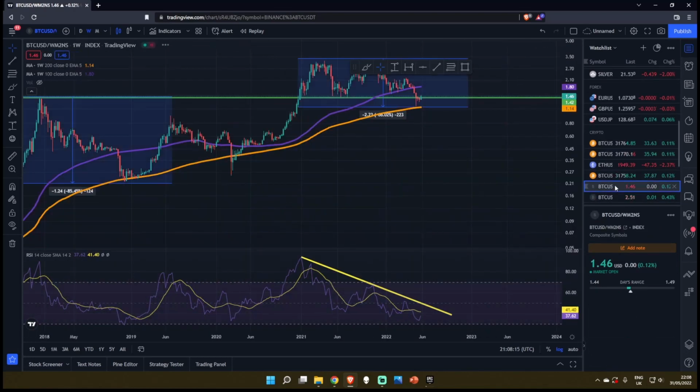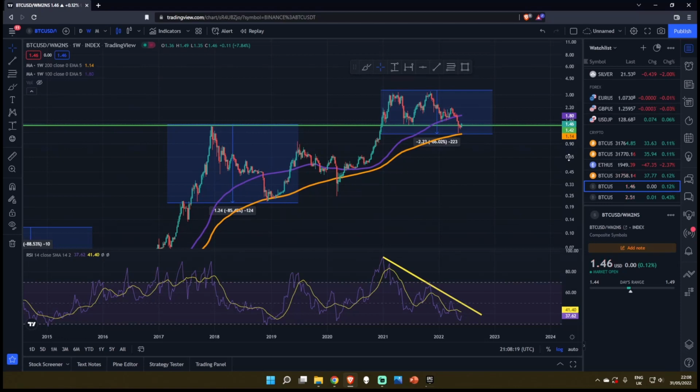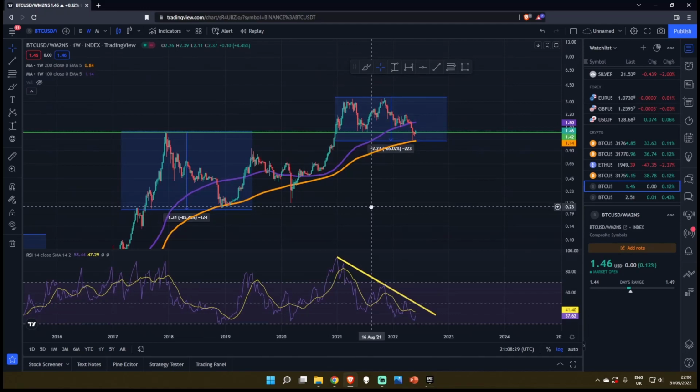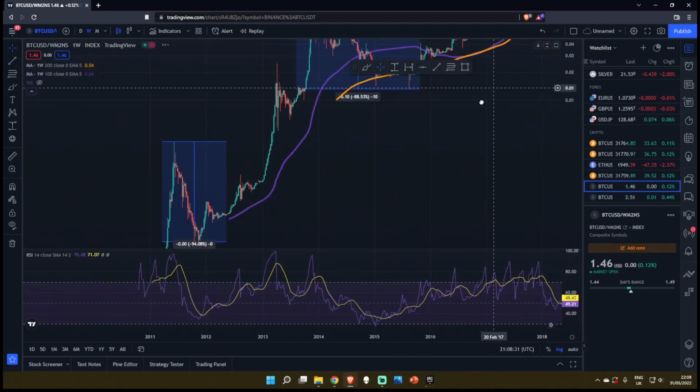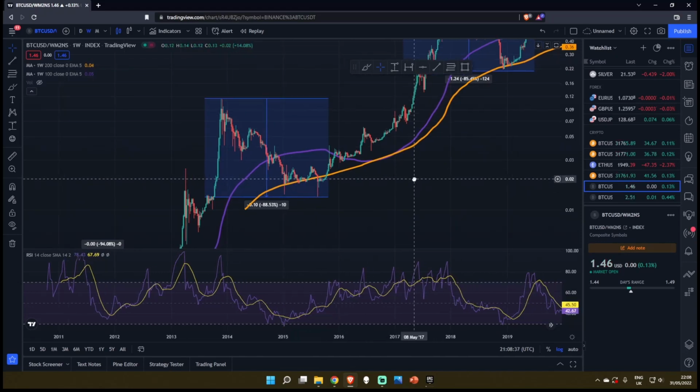However, when we account for the money supply, so when we account for all of the money printer go brr, the US basically just printing money like there's no tomorrow, we have already come back to the 200-week moving average. And why is the 200-week moving average so important? Put very simply, let's just take it back a few steps. What happened in the 2015 bear market? Where did we find the bottom on the weekly time frame?